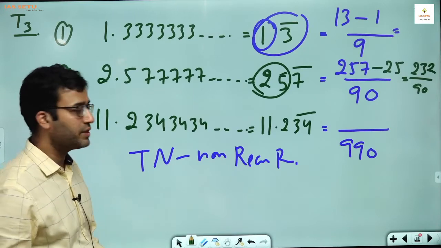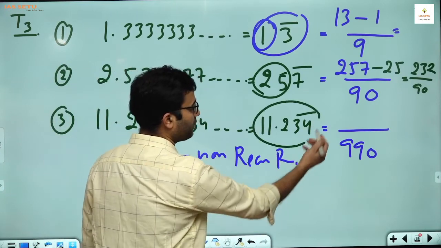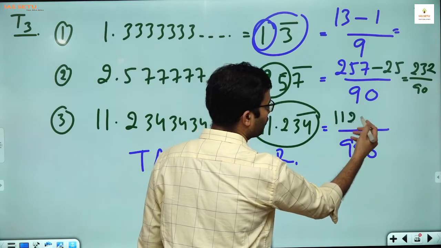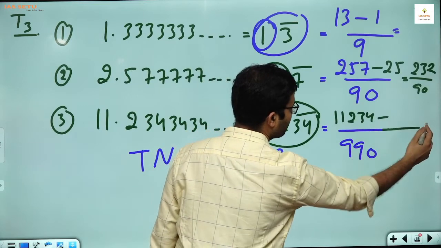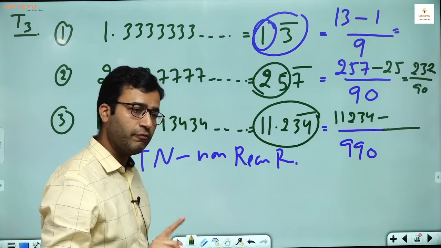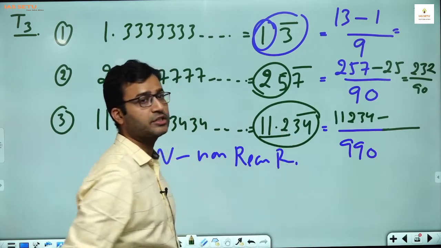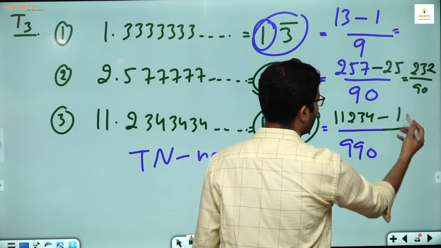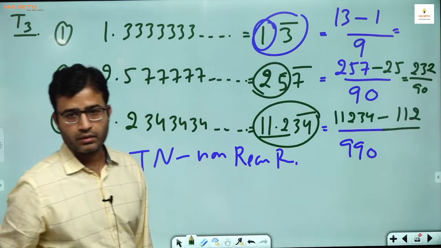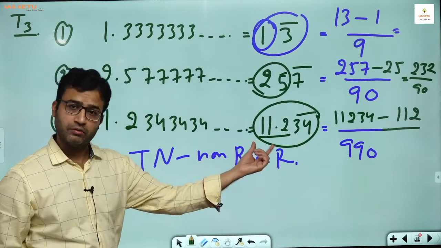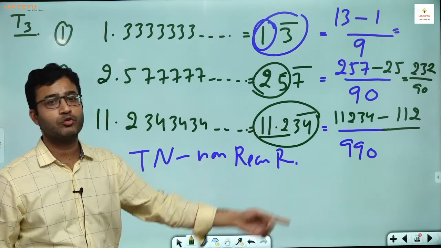Now just help me out. Third question, what is the total number? 11,234 minus 112, because 112 is non-recurring here. Total, and 112 also is the non-recurring part.